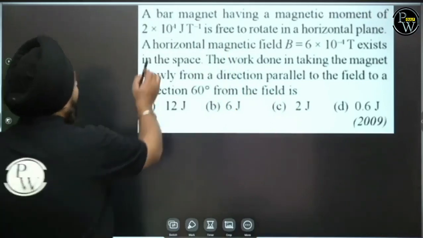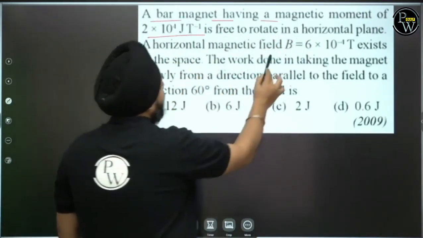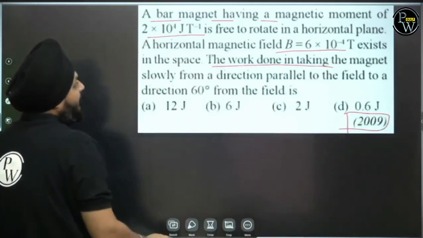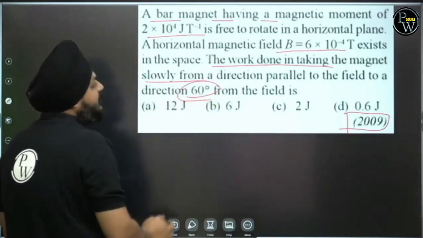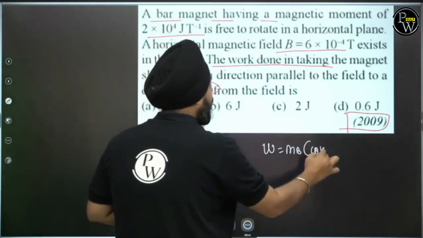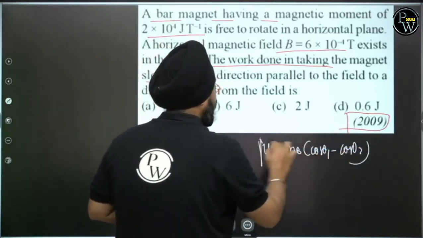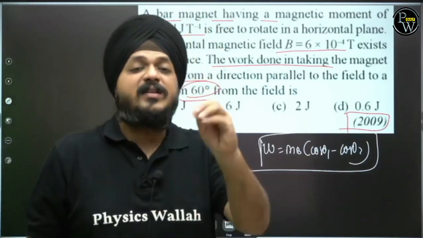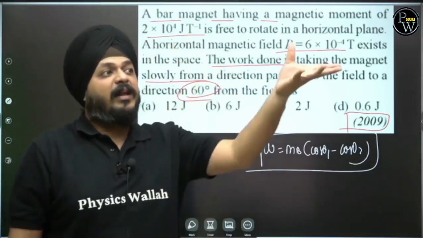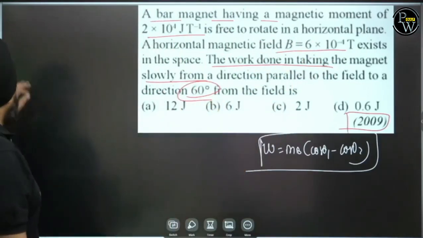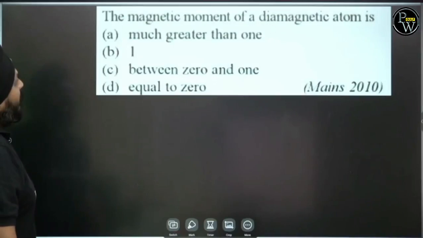See now again, a bar magnet having magnetic moment M, magnetic field B. This was asked in 2009. The work done in taking the magnet slowly from 60 degrees is W = MB (cos θ1 − cos θ2). Till now nothing has come from ferro, para and dia. Very simple questions are coming: dia feebly attracted, ferro strongly attracted towards the magnetic field. Questions from hysteresis are coming. So this question is homework from my side.